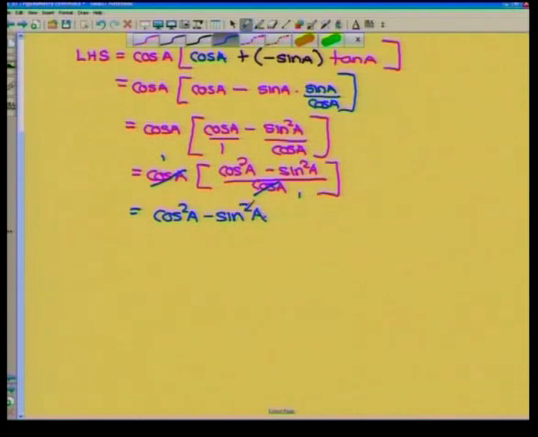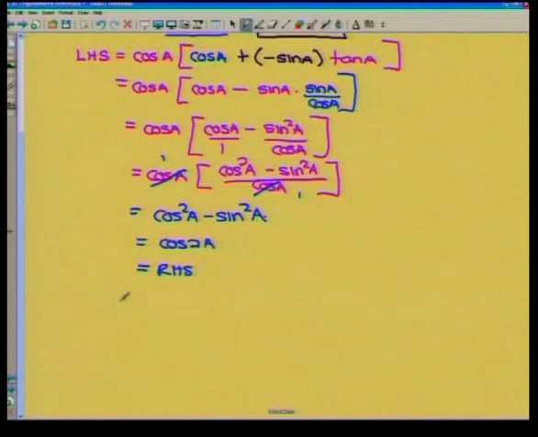And of course, because you've learned your formulas, you already know the answer of this. You know it's going to become cos 2A, which is clearly the right-hand side. And so we finished the question, and there we are.